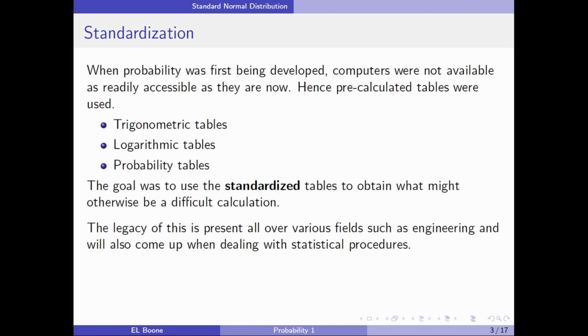There used to be trigonometric tables, logarithmic tables, and of course, what I'm talking about now are probability tables. And the goal is to use standardized tables so that you could just use one table instead of having to do a whole bunch of possible tables. Often these tables had in them what were, I would say, difficult calculations, in the sense that it took a lot of time and effort to build these tables so that one could use them, and that's why they wanted this idea of standardization. And the legacy is present all over fields such as engineering, and it'll come up when dealing with statistical procedures.